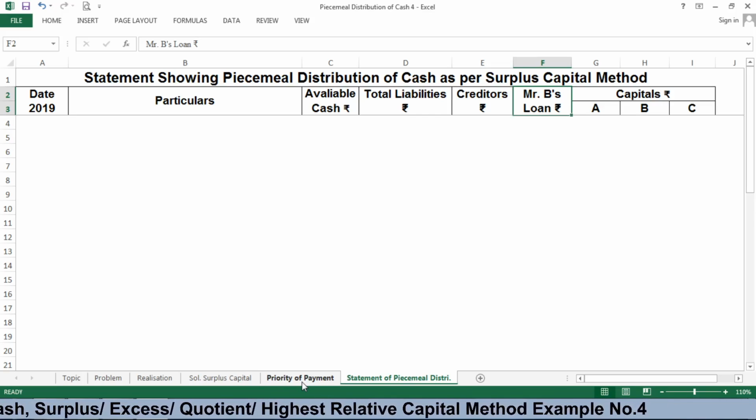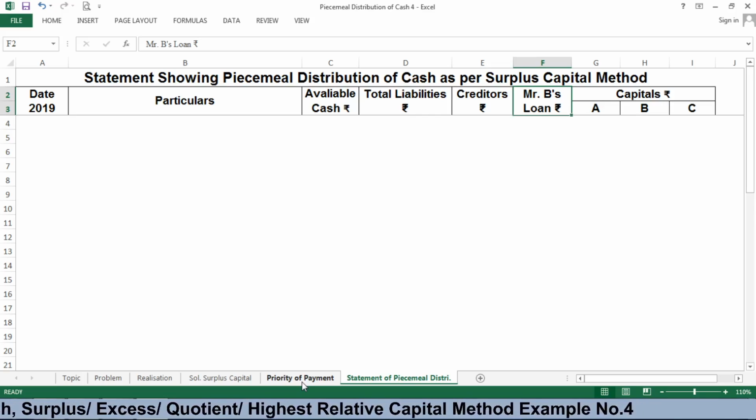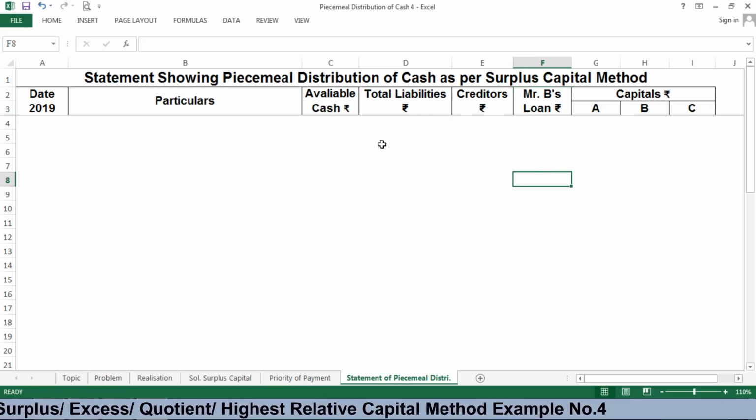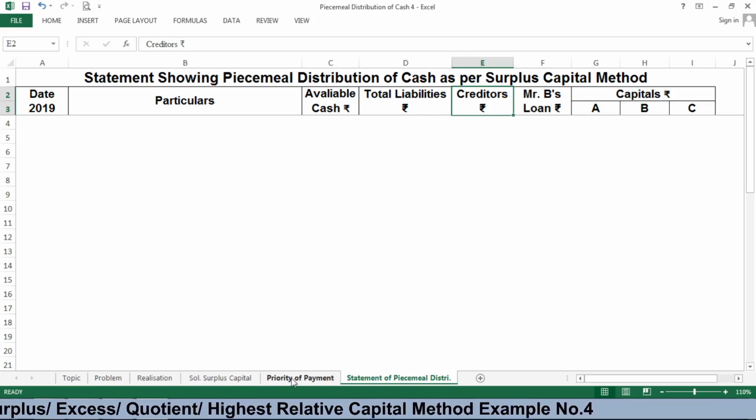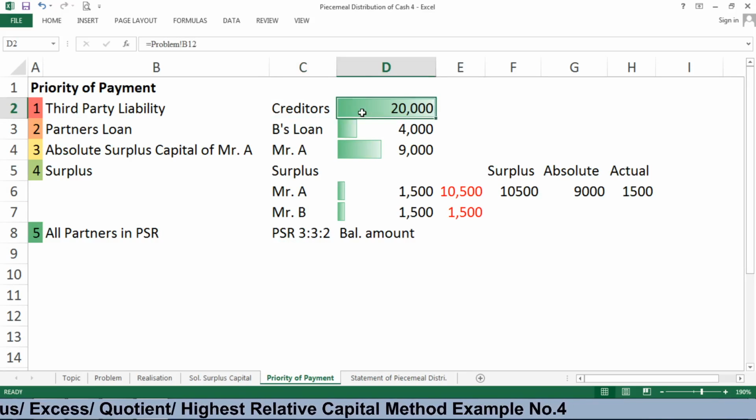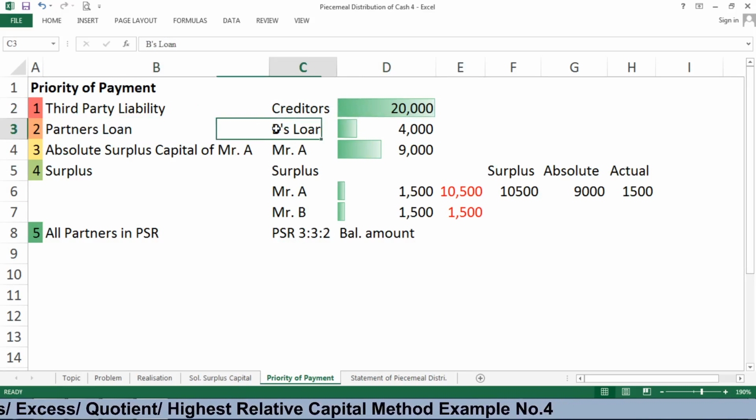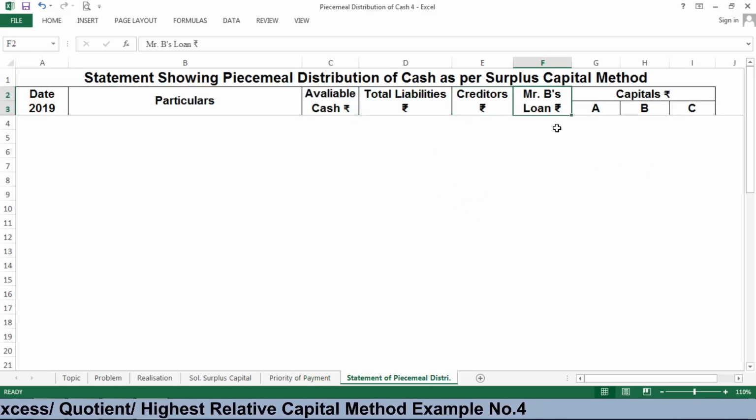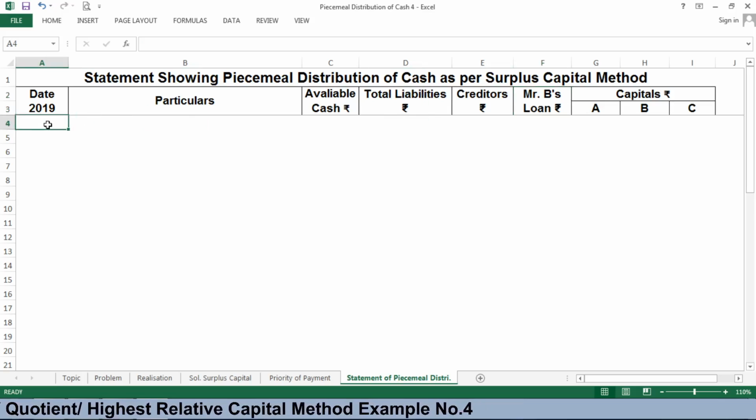Then the person who has less priority, his column will be on the right hand side. So here we have prepared creditors in the first column in the priority of payment. You can see here the creditor, that is 20,000. Then we will pay Mr. B's loan, 4,000. So the next column is B's loan, that is Mr. B's loan as a partner's loan. After payment of partner's loan, we can pay capital of Mr. A, B, and C. So let's start the solution.